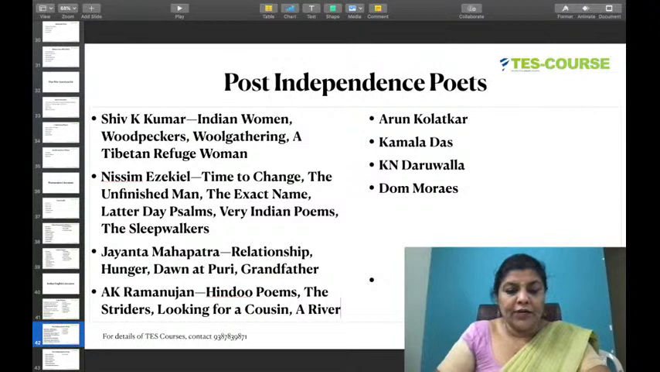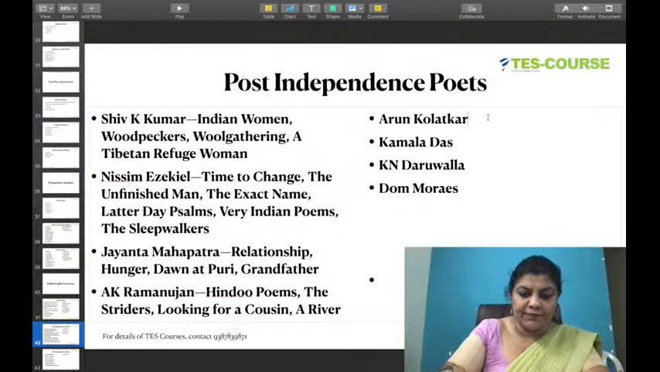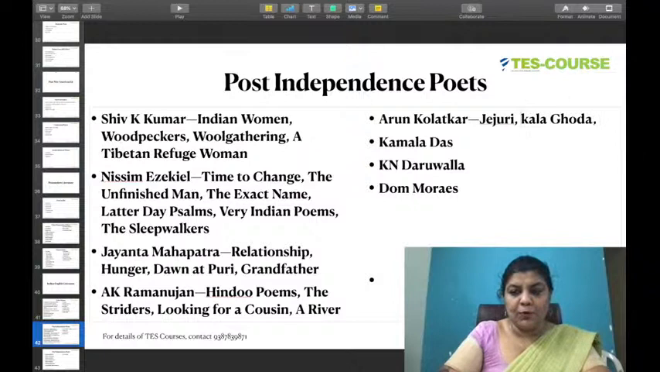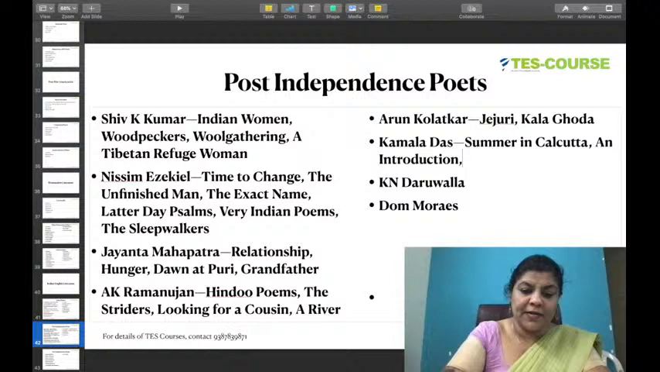Alright, Arun Kolatkar has written a very big book, Jejuri, which contains many important poems. Jejuri, Kala Ghoda poems, Sarpashastra poems. Then Kamala Das, her first collection is Summer in Calcutta. An Introduction is very famous, everybody knows. The Freaks, An Old Playhouse, Composition.